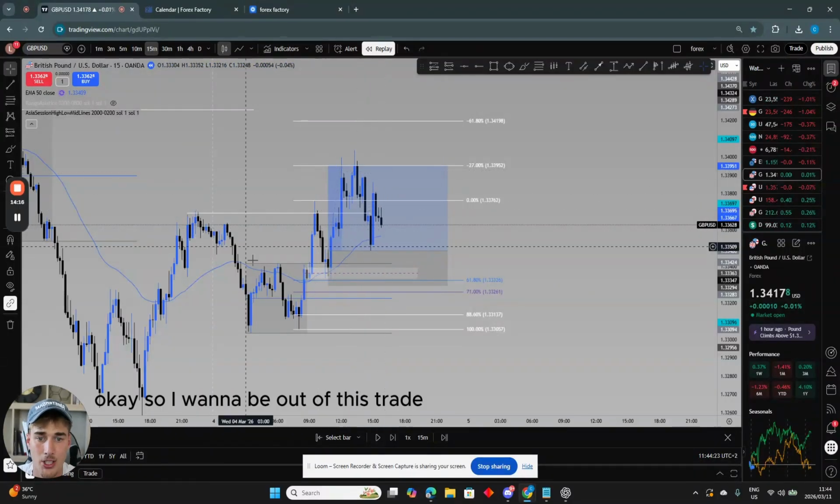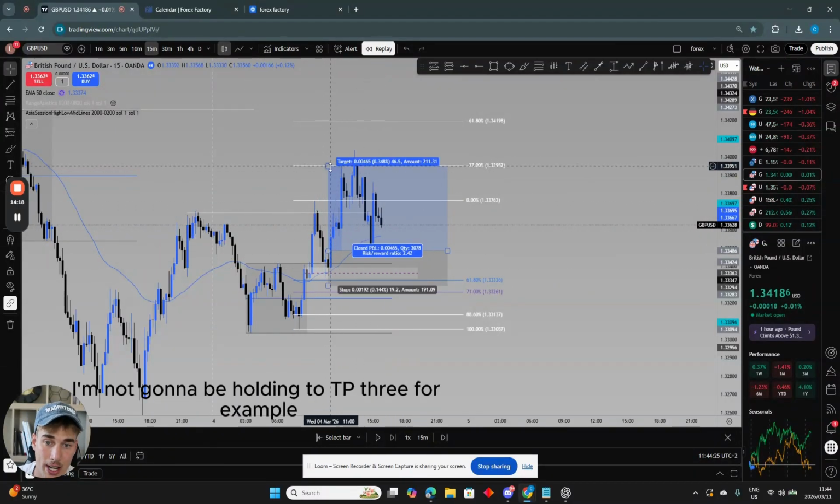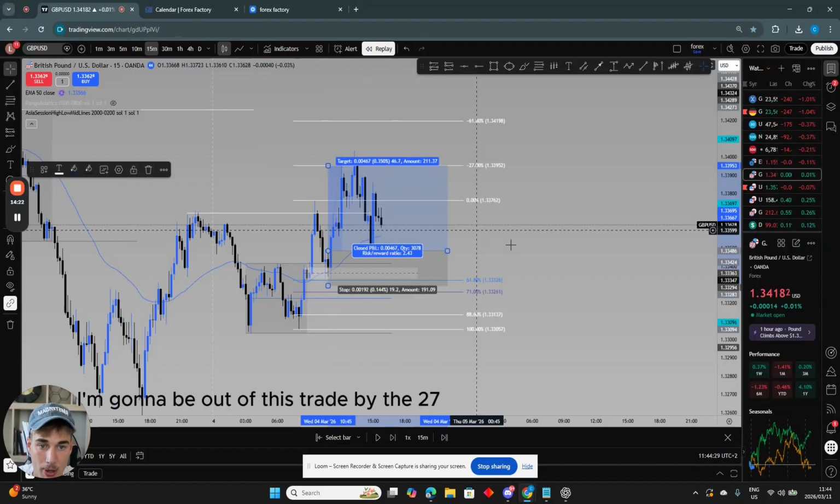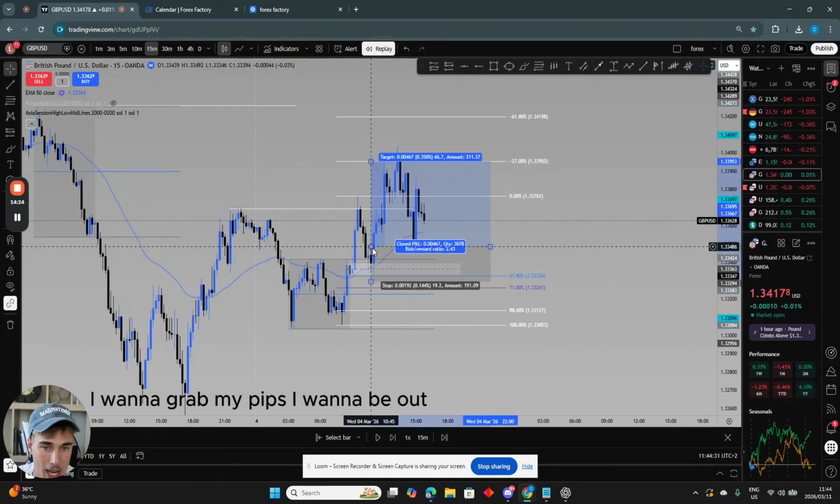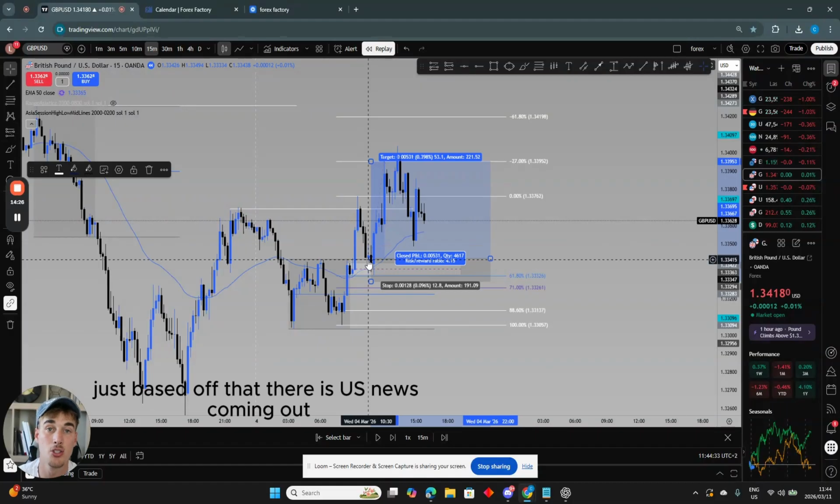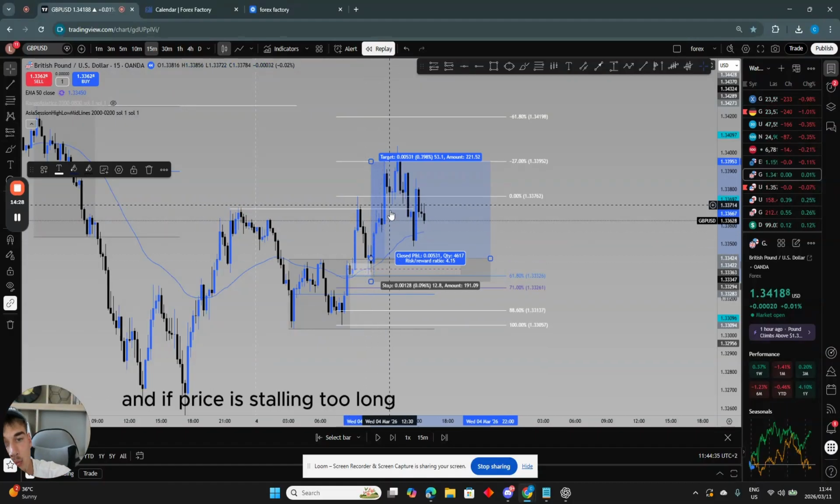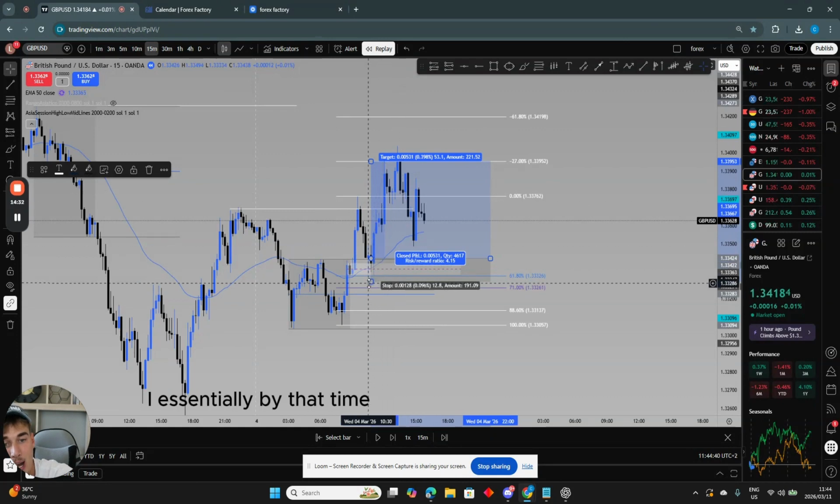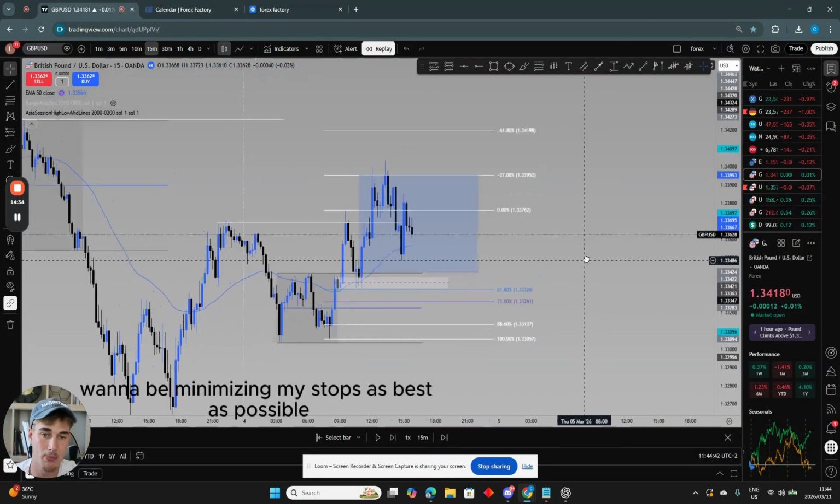Okay, so I want to be out of this trade. I'm not going to be holding to TP3, for example. I'm going to be out of this trade by the 27. I want to grab my pips. I want to be out just based off that there is US news coming out. And if price is stalling too long and then US news comes out, I essentially by that time want to be minimizing my stops as best as possible.